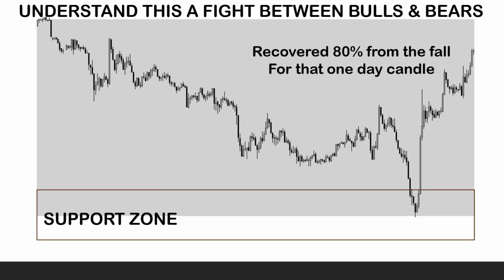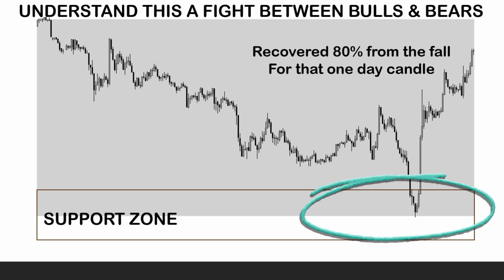Now when you look at this highlighted area, you can see that the bears push the market down, the bulls push the market up. Then the bears push the market down, the bulls push the market a little bit up, then the bears push the market into the support zone. Now you can see once the price reaches the support zone, the bulls get aggressive.